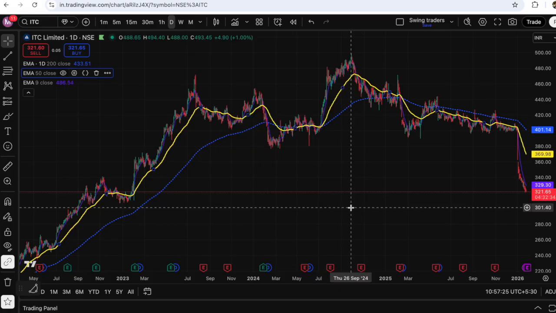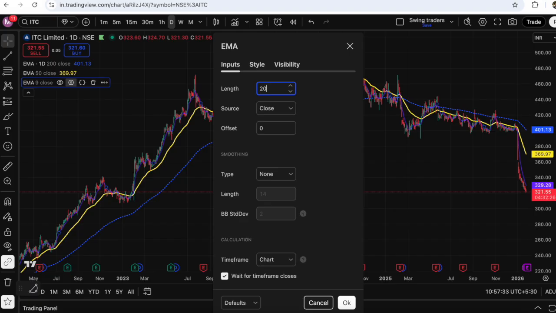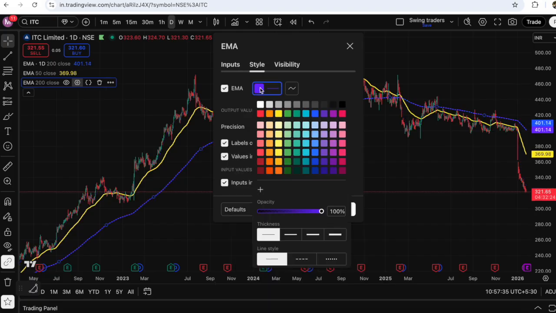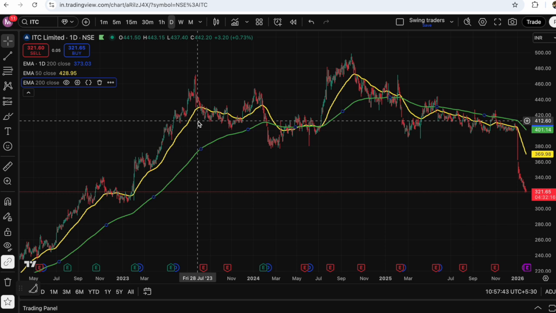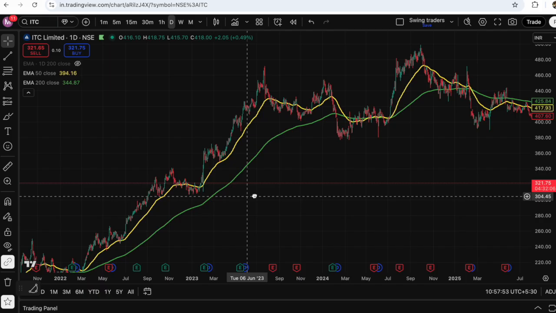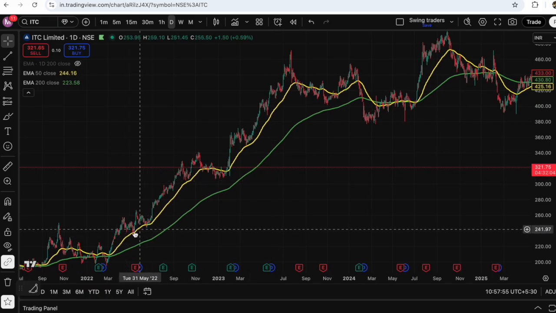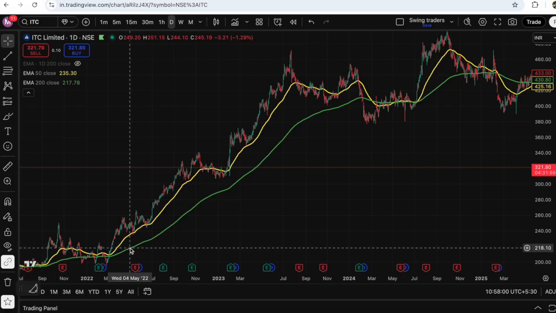Okay, let's give okay now, and now this particular EMA I'm going to make 200, and I'm going to make the style green. Okay, so now we have multiple things here. Let me close this particular 1 day 200 EMA. So now you can see only the two lines. The yellow color line indicates 50 EMA, and the green color line indicates 200 EMA.